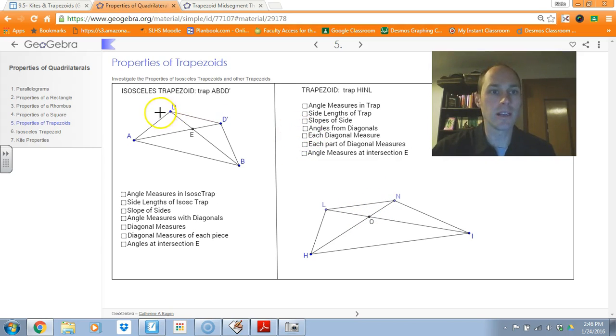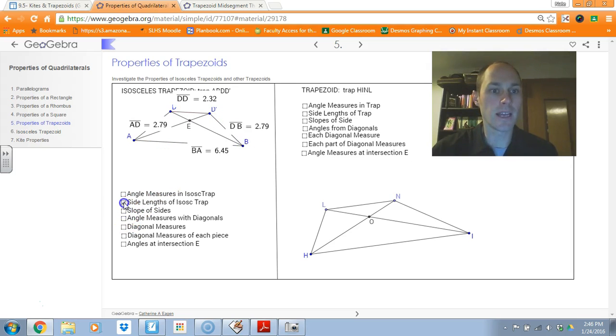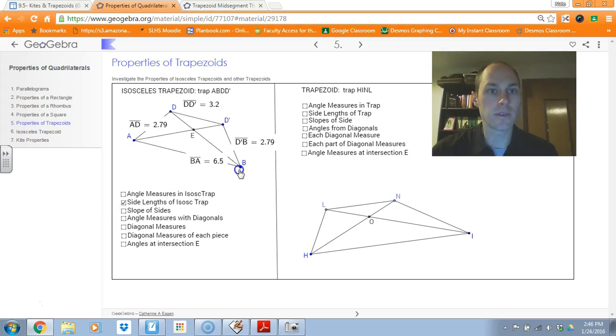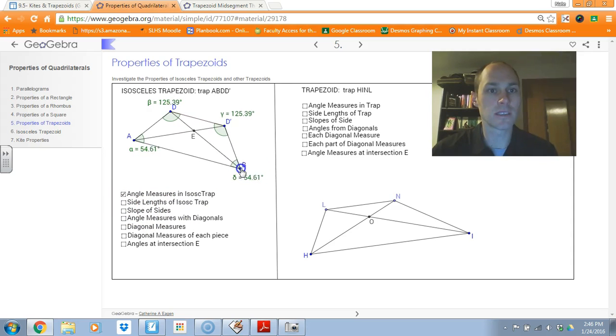So the trapezoid can be called an isosceles trapezoid, kind of like an isosceles triangle. You notice that it has the same properties, that these two sides are parallel, same slope no matter what I do to it. Side lengths. Notice we have two side lengths congruent, just like an isosceles triangle. And when we look at angle measures, these base angles are congruent.